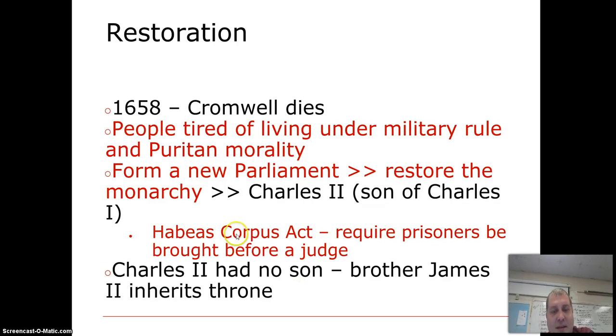Habeas Corpus Act. Now this is important because this is what we have in our society today. It requires prisoners to be brought before a judge. Charles II, whenever he dies, has no son, so his brother James II inherits the throne.